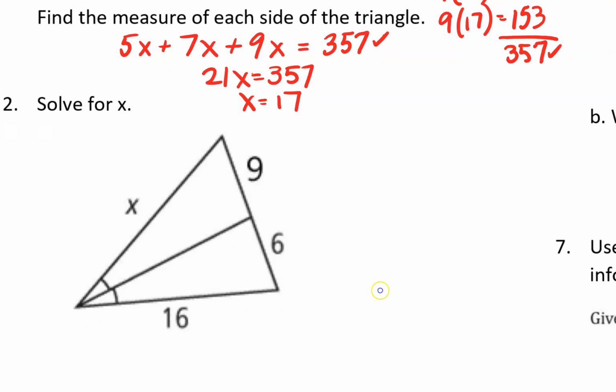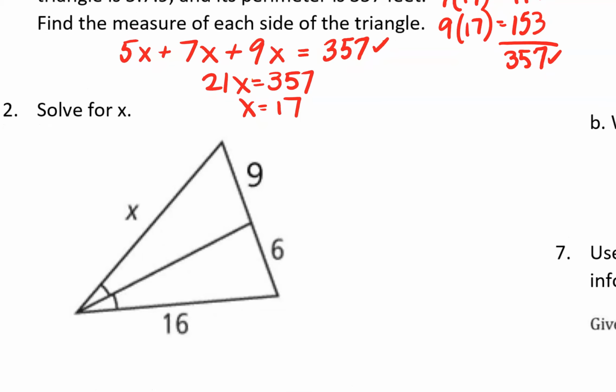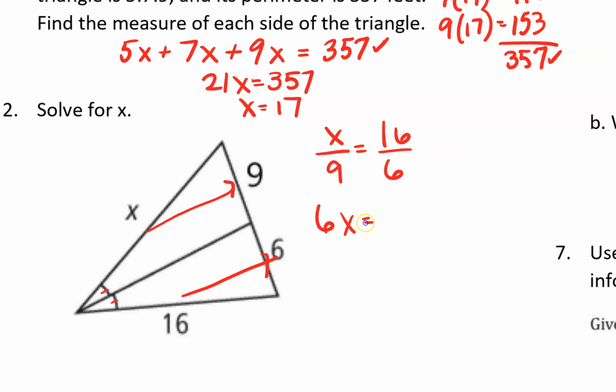Okay. And this one, we just did this one yesterday. So we have an angle bisector here. So that means we're proportional this way and this way. So I can say x over 9 is proportional to 16 over 6. I could reduce, or I could just cross multiply. And I get 144. Divide by 6, and I get x equals 24. Okay.